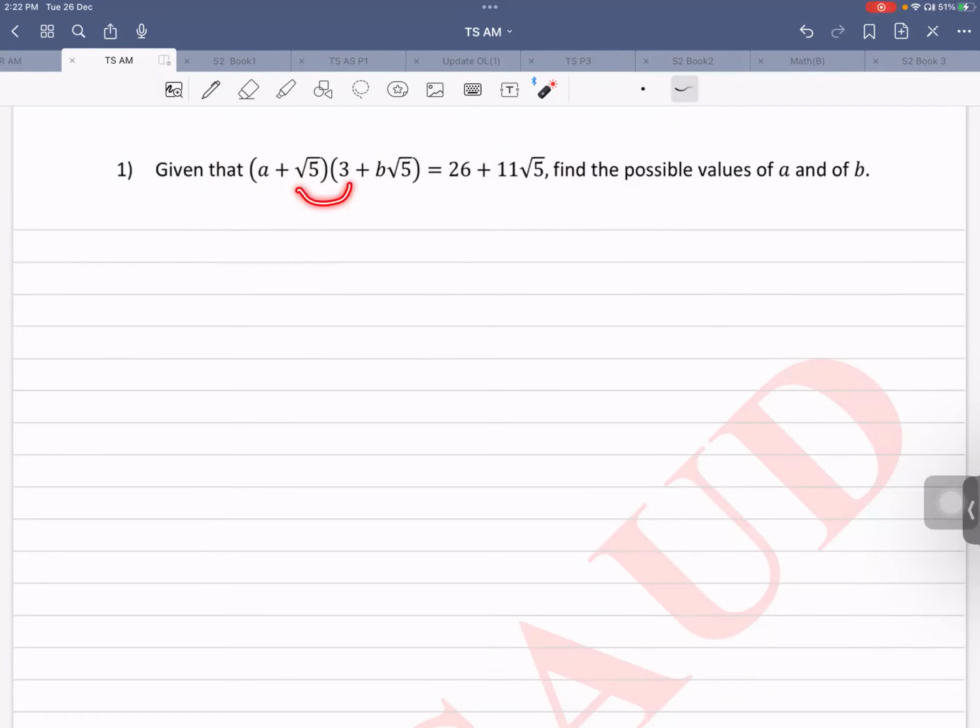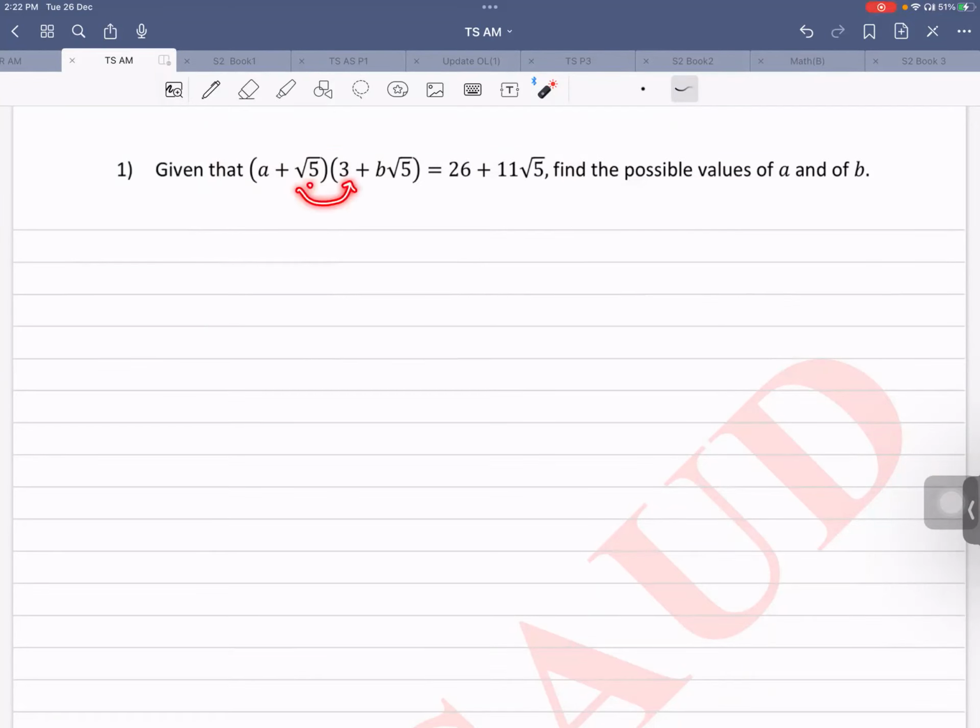Obviously, Arad, we are going to multiply the two brackets. When we multiply the two brackets, we are going to get four terms: first term, second term, third term, and fourth term, equal to 26 plus 11 square root 5. What should be the next step? This is what I'm interested in. What will we do after that?